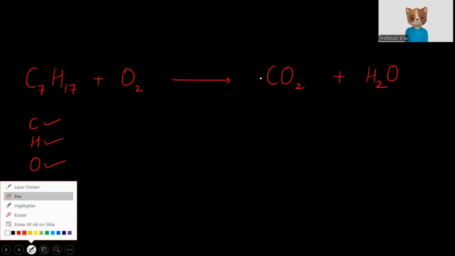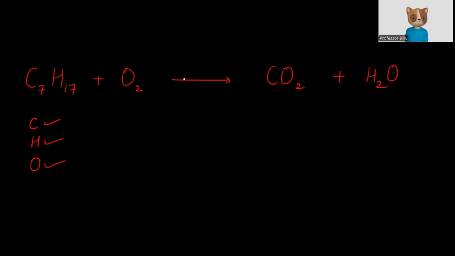In balancing of carbon, how many carbons are there? We have 7 carbons, so 7 carbons we will put. Then we have hydrogen. So carbon is balanced here. Then we will talk about hydrogens. Hydrogen we have 17, and on the right side we have 2 hydrogen. How to make this 17? Let's put 17 by 2.